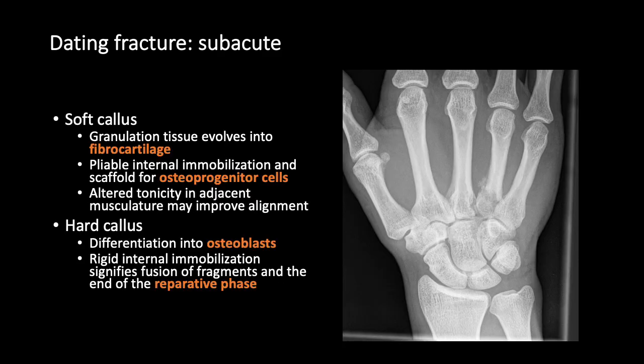The next phase in fracture healing is the subacute phase, and this can be divided into soft callus formation and hard callus formation. Soft callus is formed when granulation tissue evolves into fibrocartilage, which provides immobilization for osteoprogenitor cells. Hard callus is formed when the cells differentiate into osteoblasts, followed by fusion of fragments, which marks the end of the reparative phase.